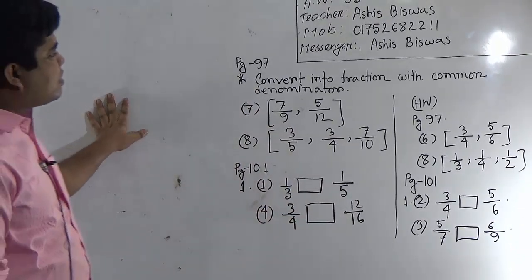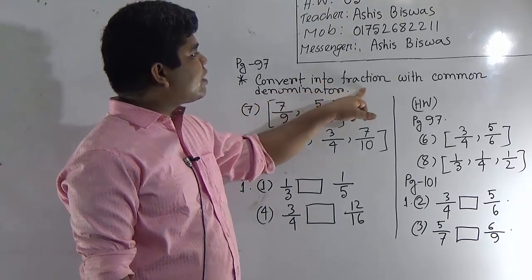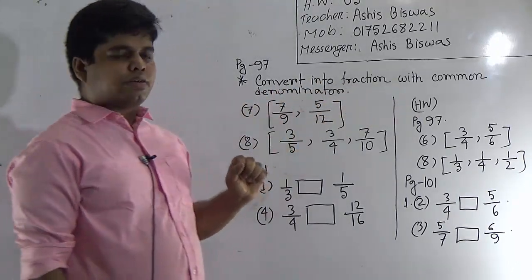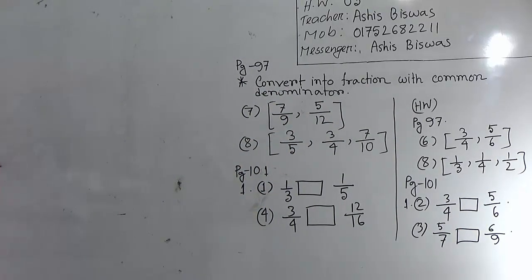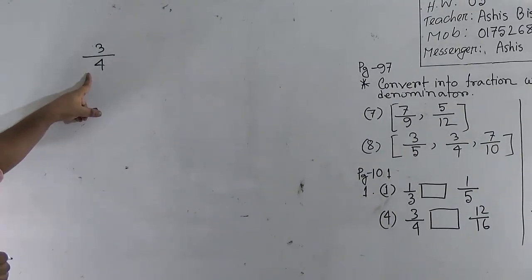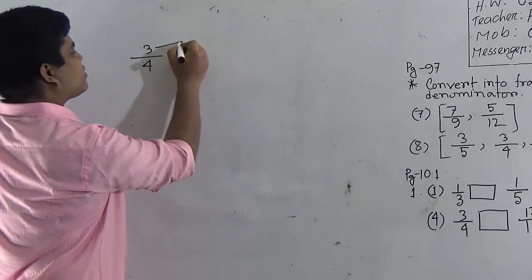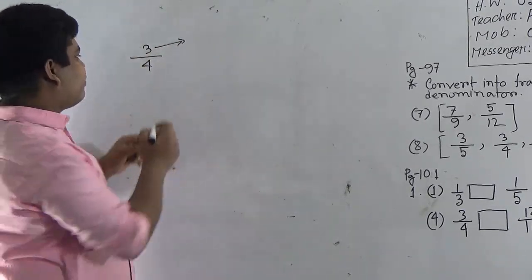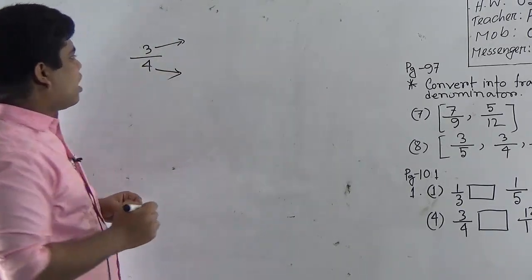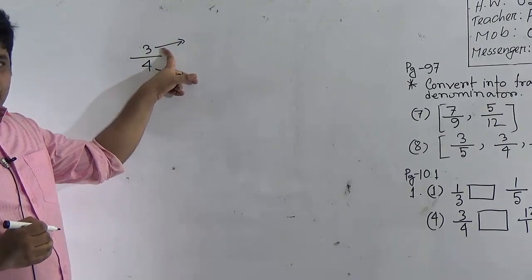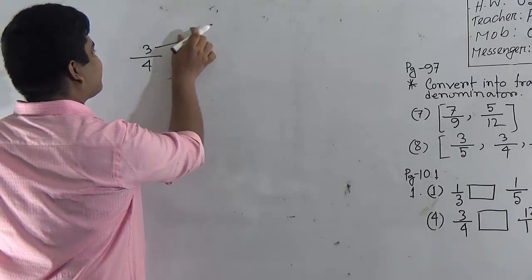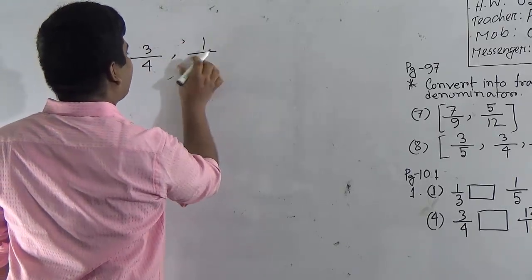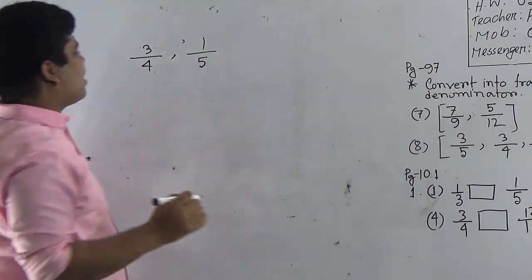Our first topic is convert into fraction with common denominator. So this is a fraction 3/4. Here 3 is called numerator and 4 is called denominator. I repeat, 3 is called numerator and 4 is called denominator. And 1/5 is another fraction.